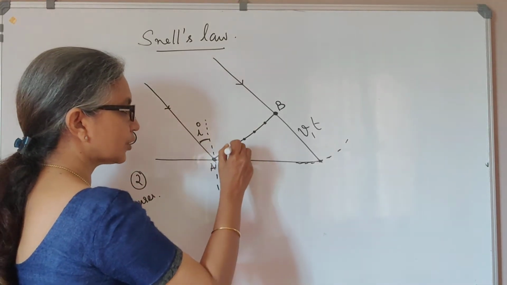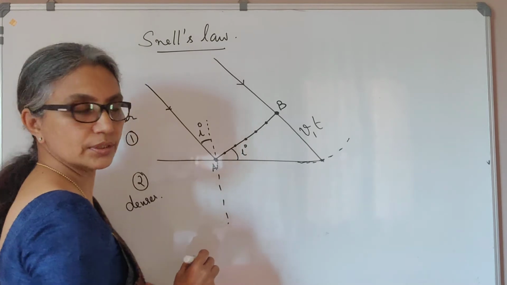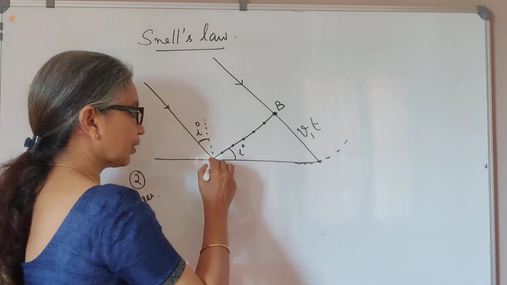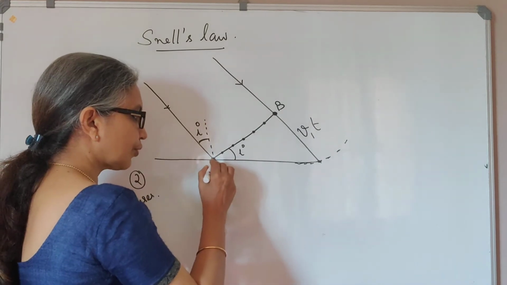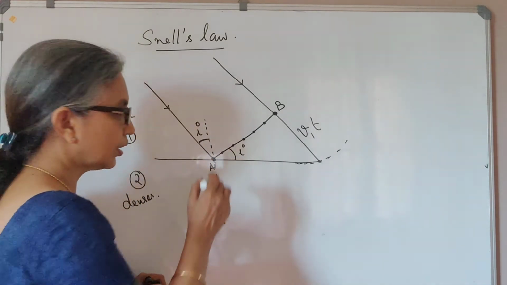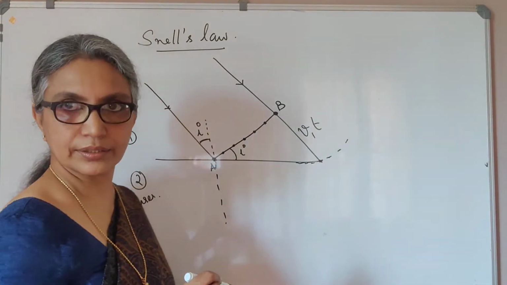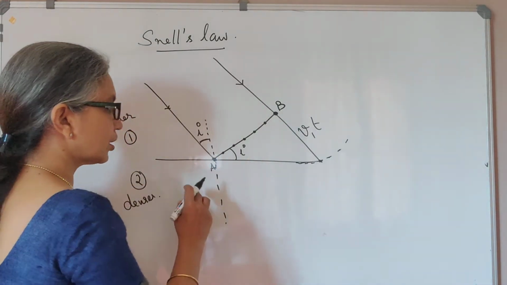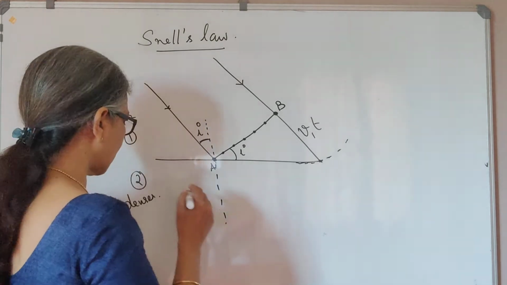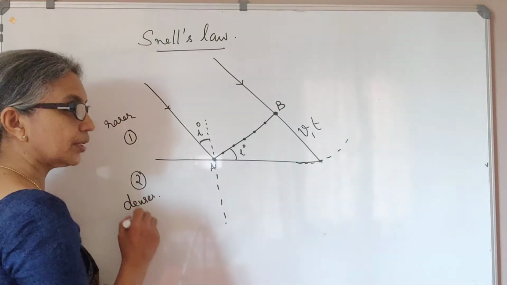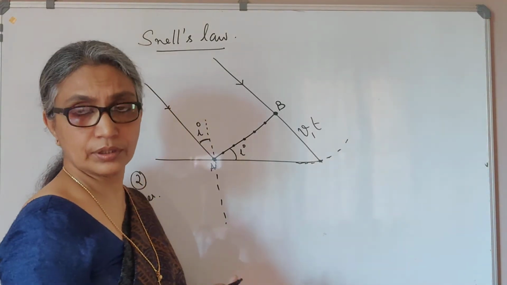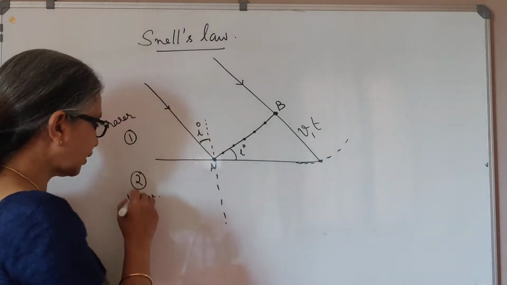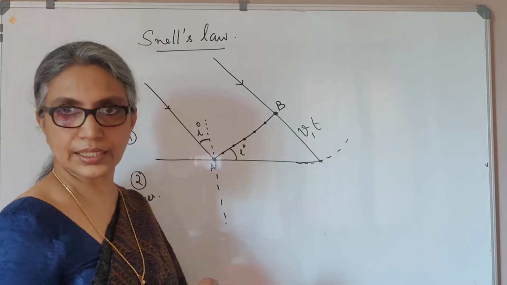all these points are also acting as secondary sources. We can't draw the wavelets from every source, but we will consider these two points. So if you now take this point, this is also going to act as a secondary source and bring out a spherical wavefront whose radius would be V2t, because in the denser medium the speed will be different, which is V2t, and now we know that in the denser medium, the speed is lesser.